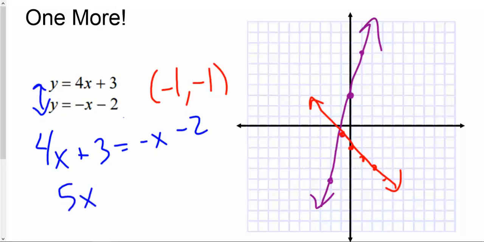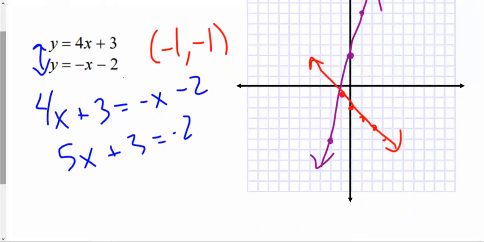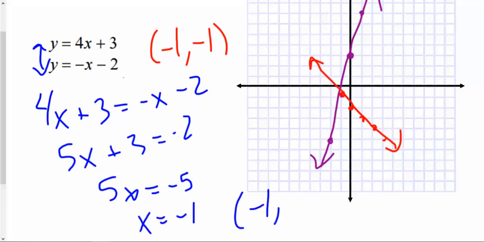We add over the x. We subtract the 3. And then we divide by 5. So now we get the x value as -1. Let's try plugging it into the first one this time. 4 times -1 plus 3. That also gives us -1. So we get the point -1, -1.